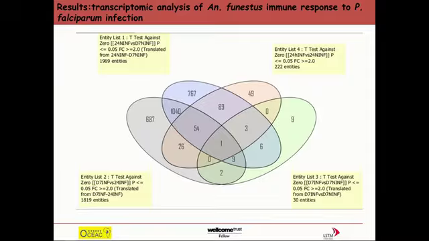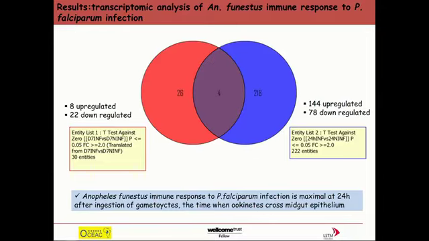And this means that the immune response is not maximal at day 7, but this seems to be the case at 24 hours post-infection, because we got 222 genes differentially expressed. So we know that at 24 hours post-infection, this is the time when the ookinete crosses the midgut, and many studies show that this is the time where the immune response against the parasite is maximal. So we tried to focus on that time point.